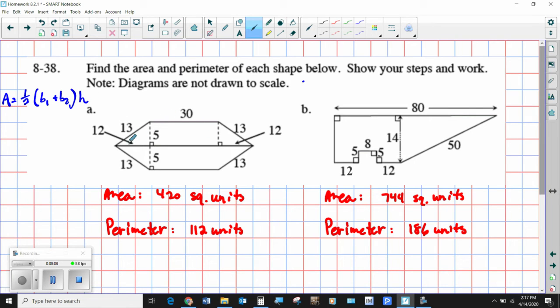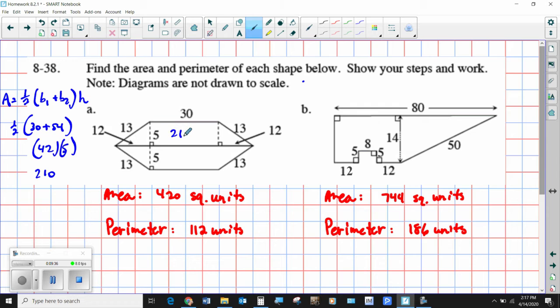So in each of these cases, what is base 1? 30. And base 2 is, what is that? 12 plus 30 plus 12 is 54. Take half of that. So what is half of 84? Is that 42? And multiply that times 5, because that's the height.